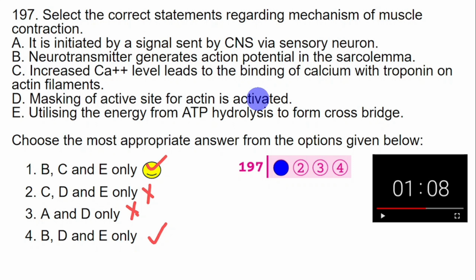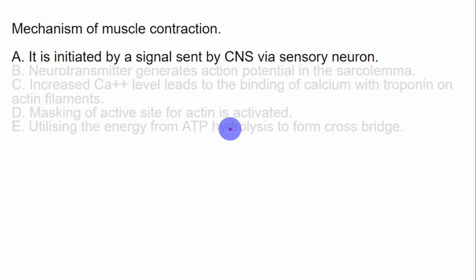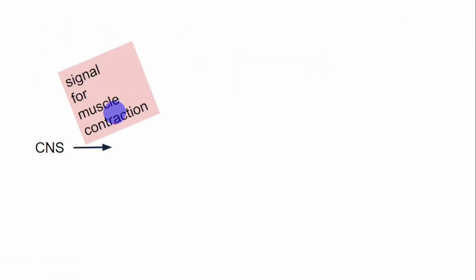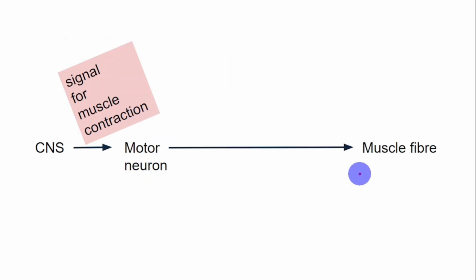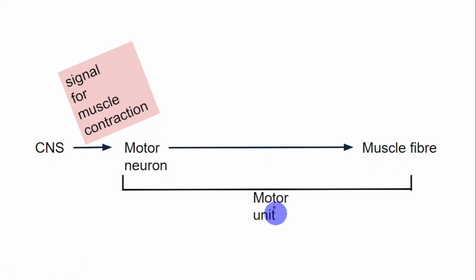So let's understand each and every statement asked in this question. First one. It is initiated by a signal sent by CNS via sensory neuron. So sensory neuron carries the signal towards CNS, and signal from CNS is transmitted by motor neuron. And this is the reason this statement becomes incorrect. So CNS sends the signal for muscle contraction via motor neuron, and this activates the muscle fiber. So motor neuron and muscle fiber together constitute a motor unit.